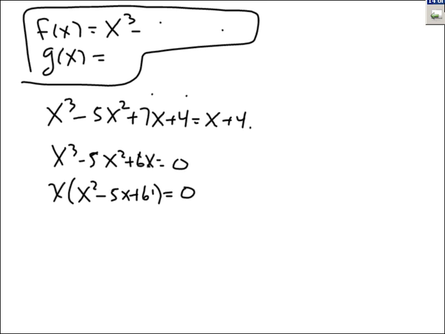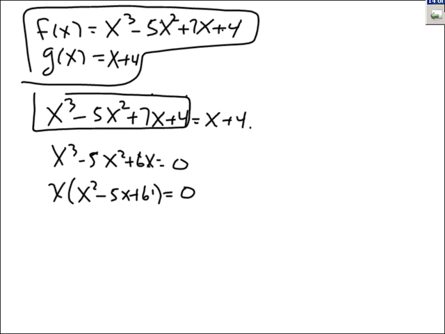So let's start from the top. f of x is x cubed minus 5x squared plus 7x plus 4, and g of x is x plus 4. I want to find out where they intersect. So I take f of x and set it equal to g of x, and then I get it equal to 0.